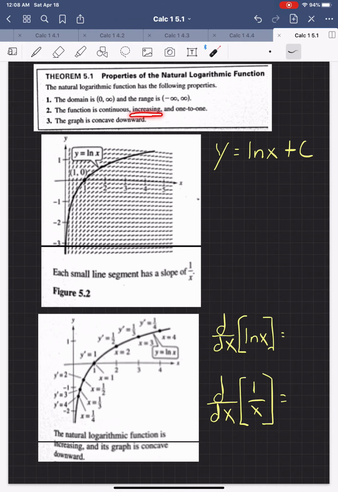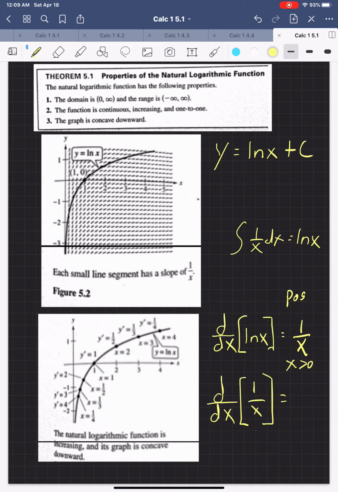Now, you could show that it's always increasing. Well, you could look at the graph, but you could also just look at the derivative, right? If the integral of 1 over x is ln of x, then the derivative of ln of x is going to be what? Well, it's just going to be 1 over x. Now, 1 over x is always positive if you're going to choose x values greater than 0, right? So for x values greater than 0, this will always be positive.